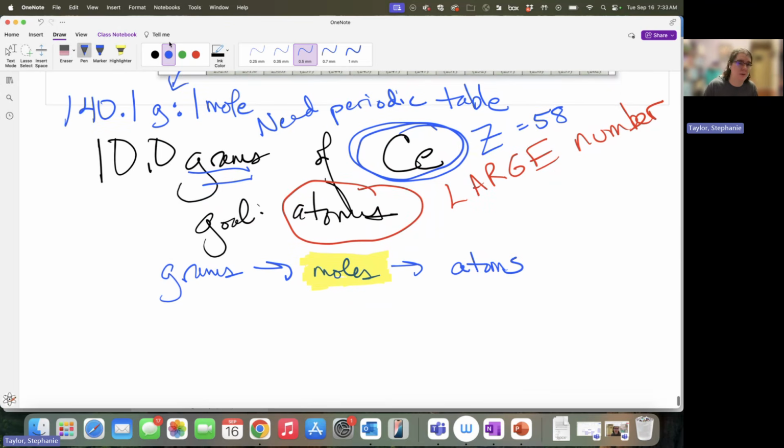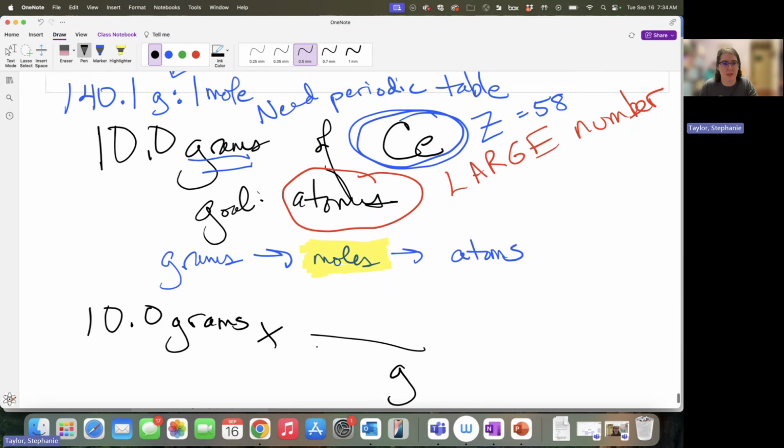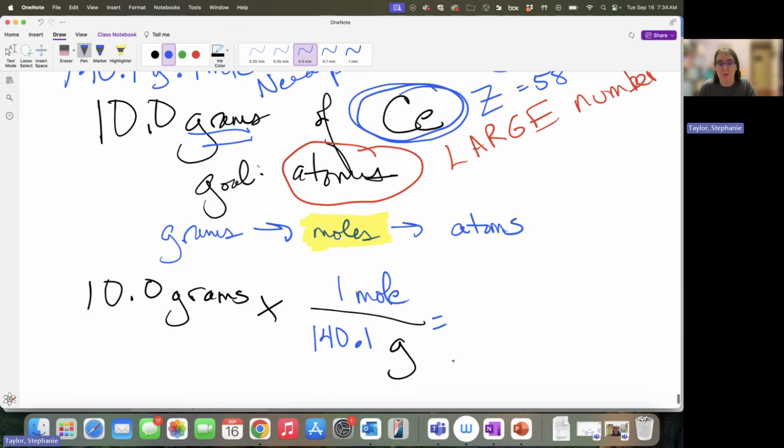Now I'm going to get rid of the grams. The way I'm going to do this is the way that we were talking about, trying to get rid of my units. Since I don't want grams anymore, I'm going to put grams on the bottom. I want to make grams go away, so I need grams to be in the opposite place. I've got grams on the top for the 10, so grams are going to go on the bottom here. So I'm going to take that ratio that I have in blue, 140.1 grams in 1 mole.